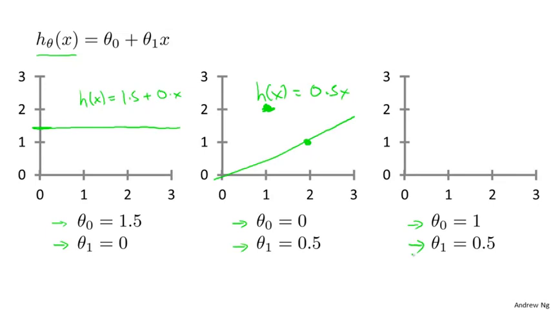And finally, if theta 0 equals 1 and theta 1 equals 0.5, then we end up with a hypothesis that looks like this. Let's see, it should pass through the point 2 like so, and this is my new h of x, or my new h subscript theta of x. You remember I said that this is h subscript theta of x, but as a shorthand, sometimes I'll just write this as h of x.